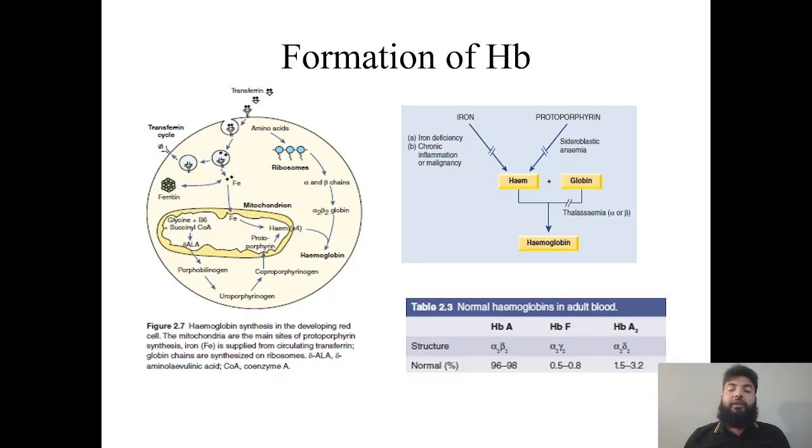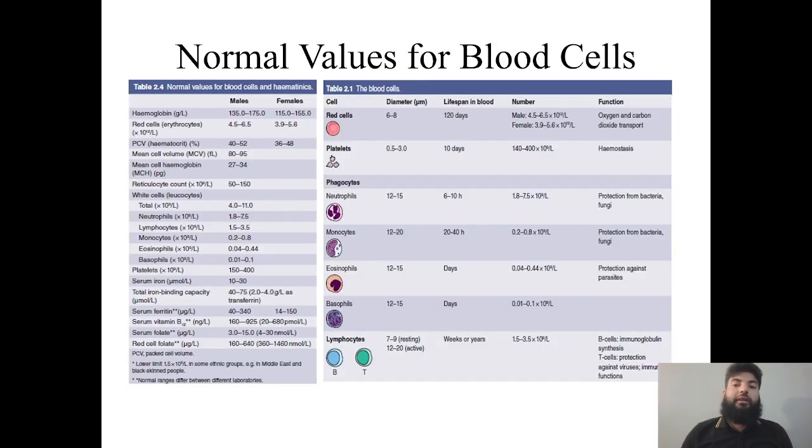In normal adult, we have 96 to 98% of HbA, which is composed of alpha 2 and beta 2 chain, and then 0.5 to 0.8% of HbF and HbA2, which is made up of alpha 2 and delta 2, and it's from 1.5 to 3.2%.